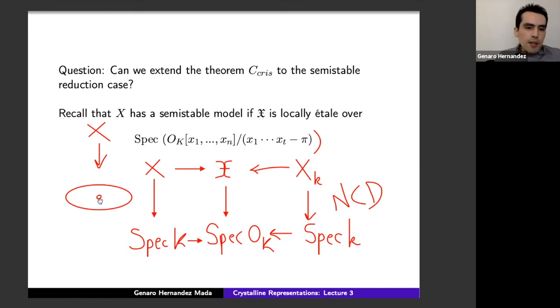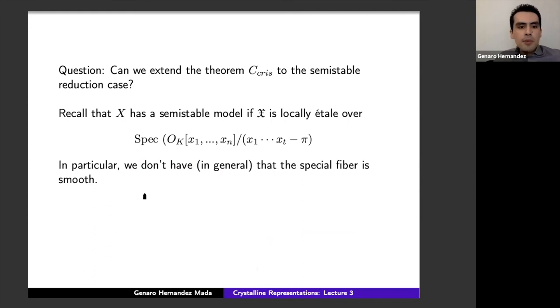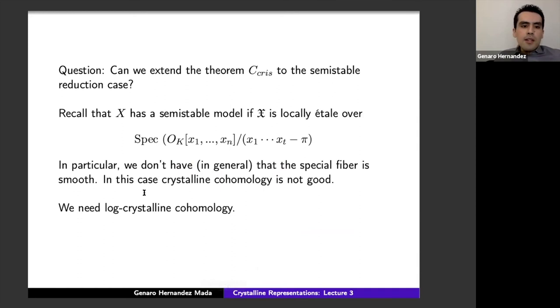So in those cases, we have logarithmic poles at the origin, right? And so what we have here in this situation is some kind of logarithmic structure, right? And having a logarithmic structure, we can change the notion of smoothness for log smoothness, right? So here, we don't have in general that the special fiber is smooth. In this case, crystalline cohomology is not good. And we need log crystalline cohomology.